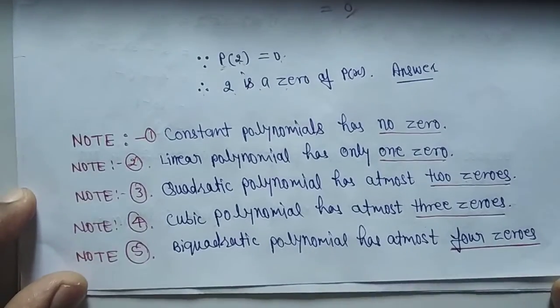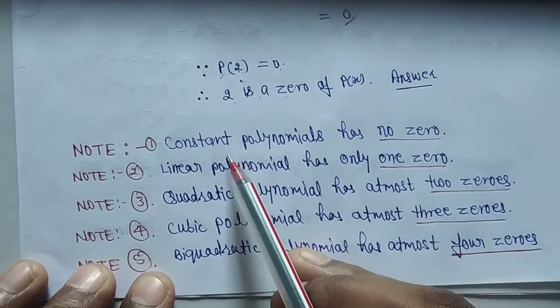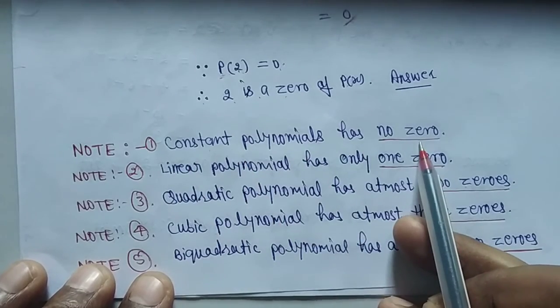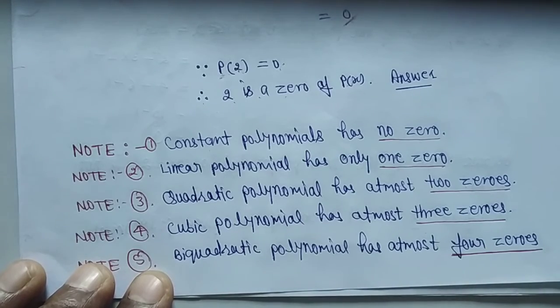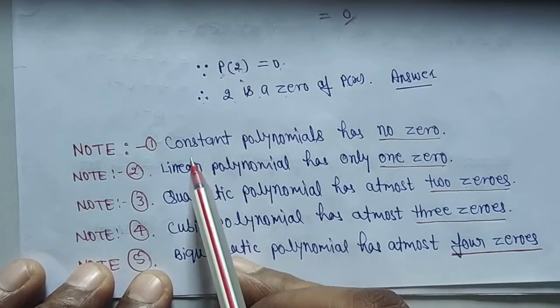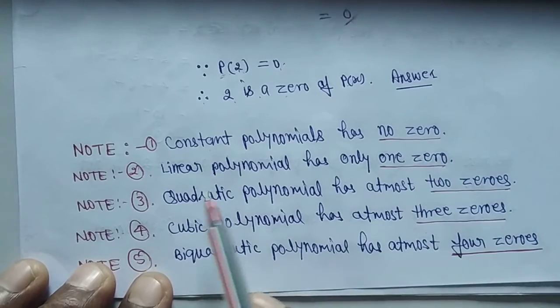Now, these are some note points. Note point 1, constant polynomial has no 0. We know, what is constant polynomial? 1, 2, 3, 4, 1 by 2, 3 by 4. All real numbers are called constant polynomial. So constant polynomial has no 0.